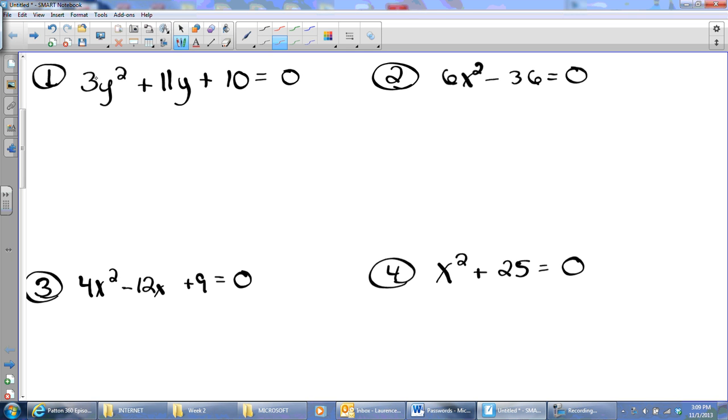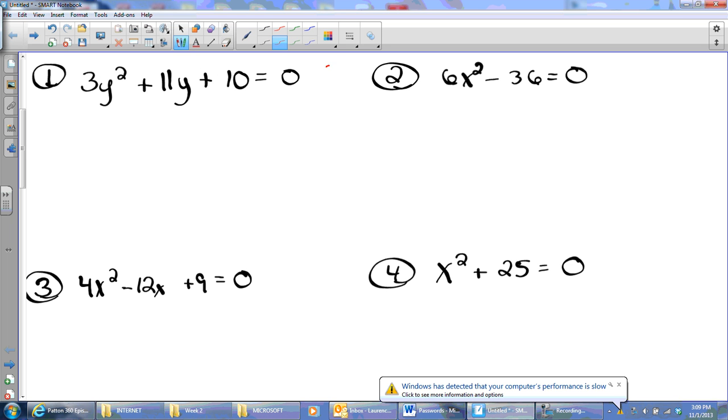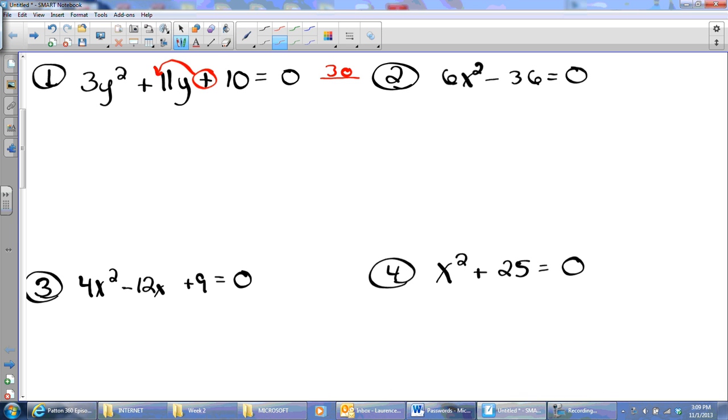Anyway, problem number one, I check for a GCF. I don't see one. So it's a trinomial. The lead coefficient is not 1. I'm going to multiply 3 times 10, and I'm going to get 30. I'm going to need two factors of 30 that add to get 11, right? Okay, well, let's see here. I'm thinking 6 and 5. Yeah, so I'm going to rewrite this as a polynomial with 4 terms, 3y squared plus 6y plus 5y plus 10, and that'll equal 0.